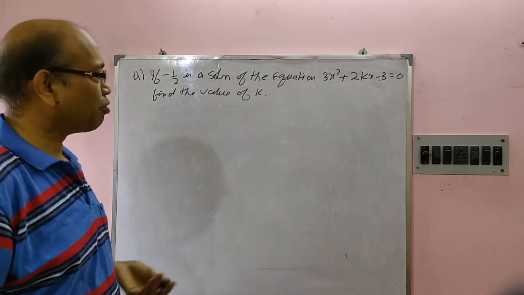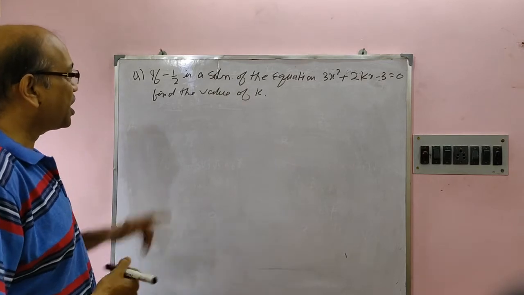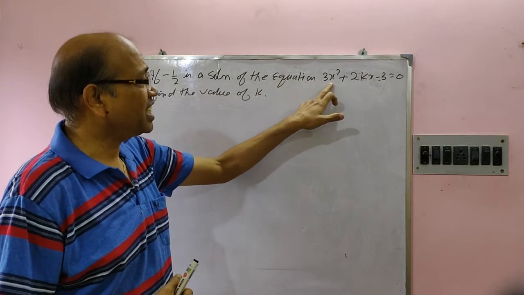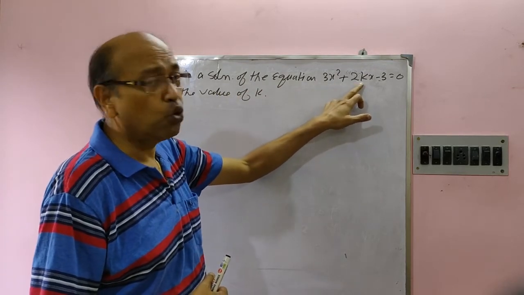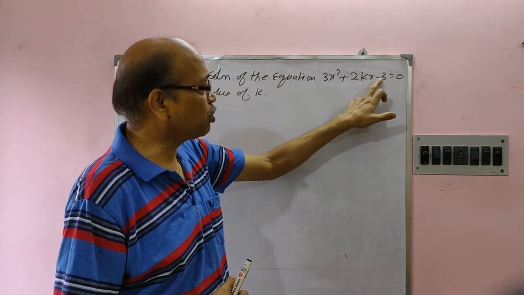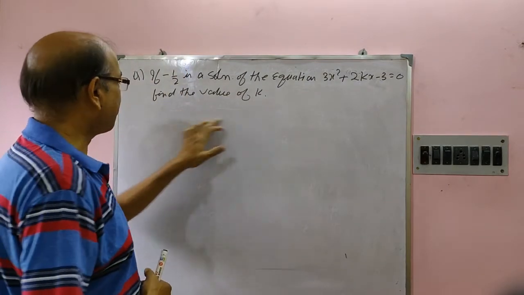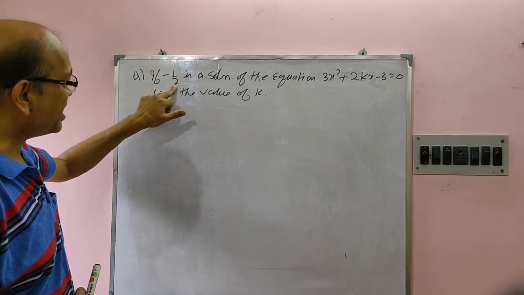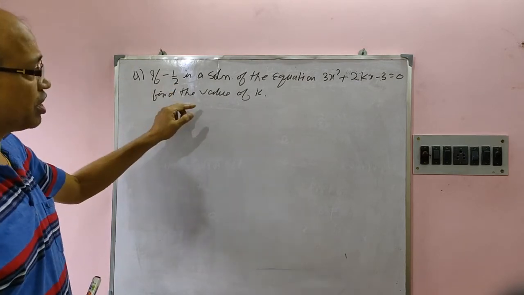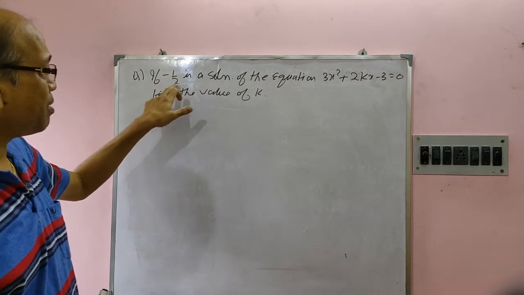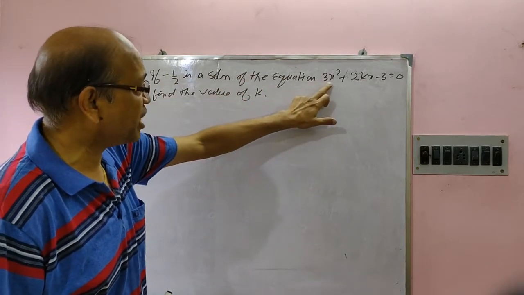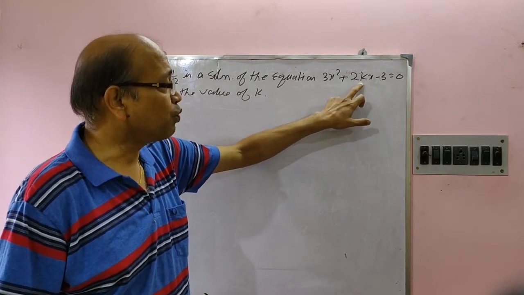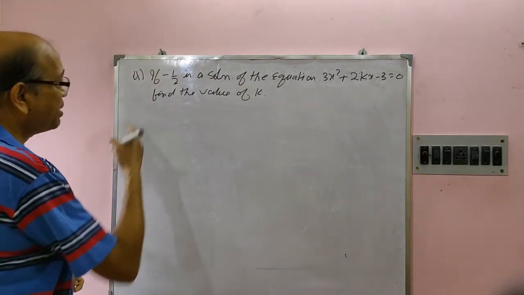This is another type of question where it is given: if minus half is a solution of the equation 3x square plus 2kx minus 3 equals 0, then find the value of k. That means it is given that minus half is a solution of this equation. That means if I put minus half in place of x, we should get 0. That means with k I will get a value.